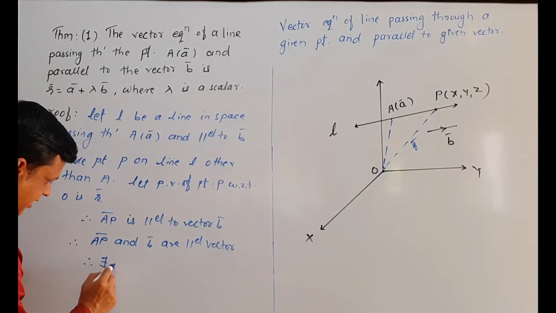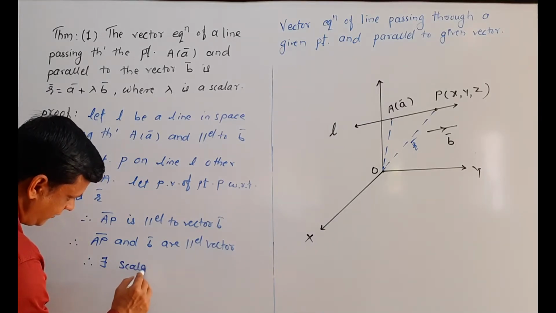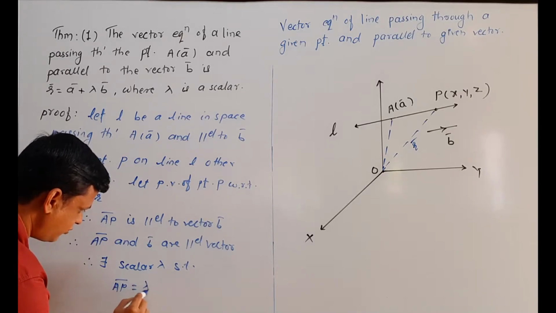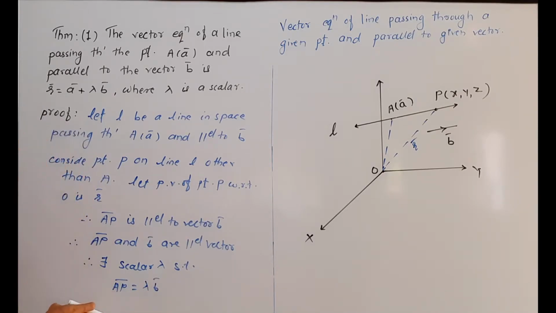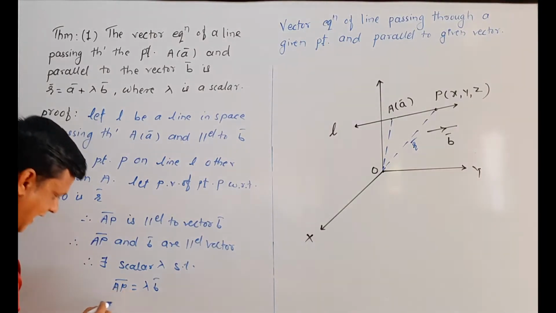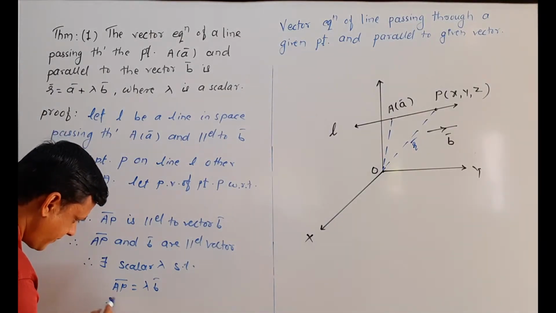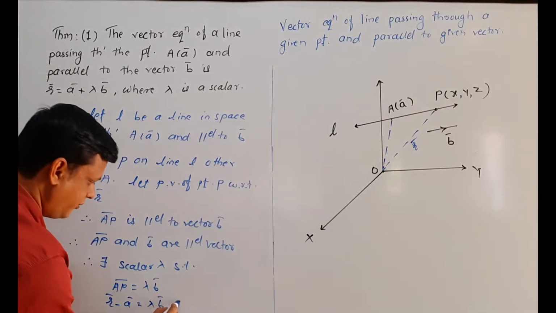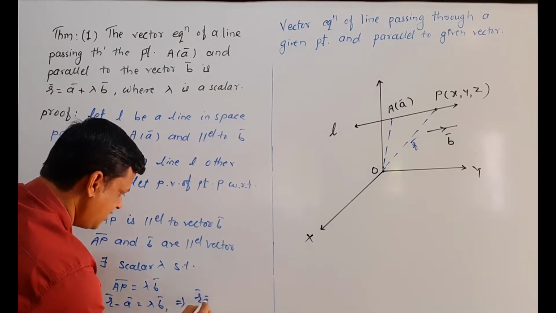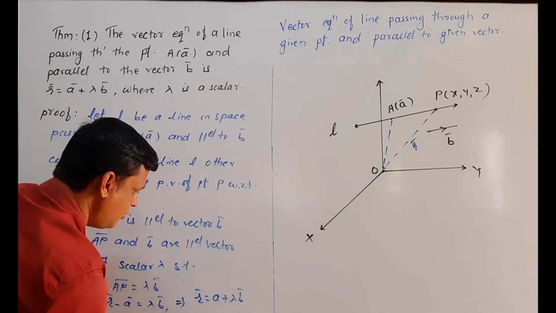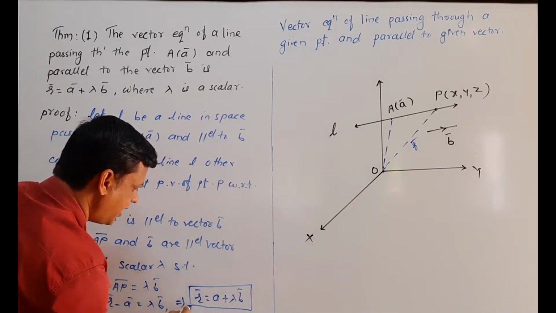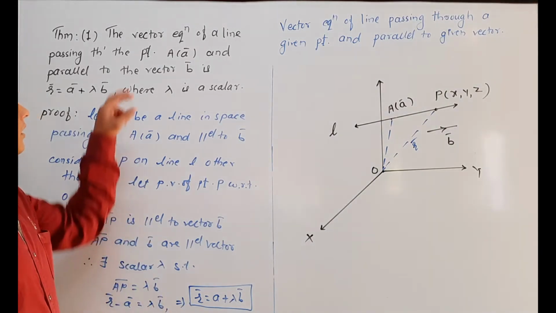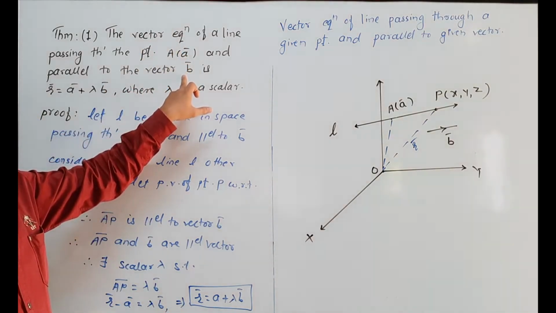So we write here, therefore there exists a scalar lambda such that vector AP is equal to lambda into vector B bar. So we write the position vector of AP as R bar minus A bar. R bar minus A bar is equal to lambda B bar. So from this we write R bar is equal to A bar plus lambda into B bar. This is the vector equation of a line when that line passes through the point A of A bar and is parallel to the vector B bar.